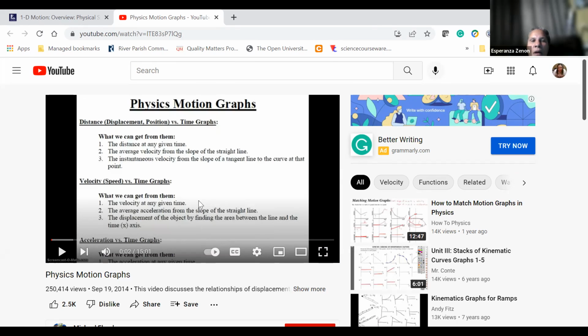Okay, and if at any point you want to watch this again, all you have to do is go into the weekly overview under the required readings viewings tab, and you'll see motion graphs, and then you could click on that, and then you can come back and watch it over and over if you need to, but we're going to watch it now.